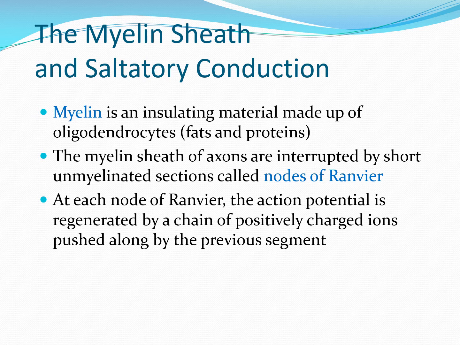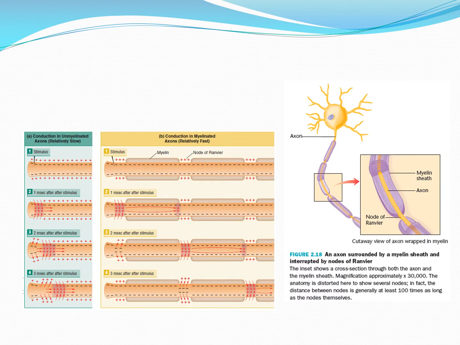So at each node of Ranvier, the action potential is regenerated by a chain of these positively charged ions being pushed along by the previous segment. So I'm going to do this with the picture because I like the pictures so much more. I'm going to start with actually the one in yellow. And again, these come from Laura Freeberg. I thought some of her pictures were really helpful. And I have the stimulation over on the left at 1. I get enough stimulation so that we see this action potential, sodium flowing in, potassium flowing out.